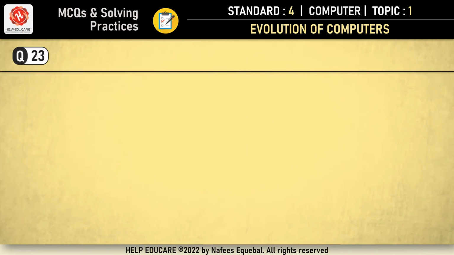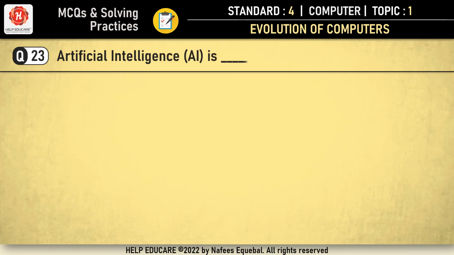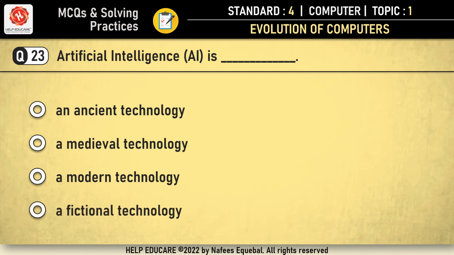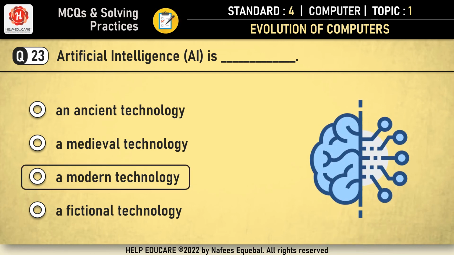Question number 23. Artificial intelligence AI is dash. First option, an ancient technology. Second option, a medieval technology. Third option, a modern technology. Fourth option, a fictional technology. Answer will be displayed in 10 seconds. Correct answer is a modern technology.